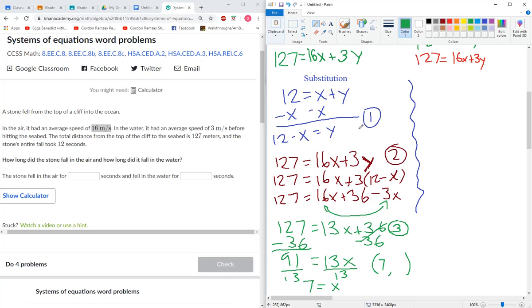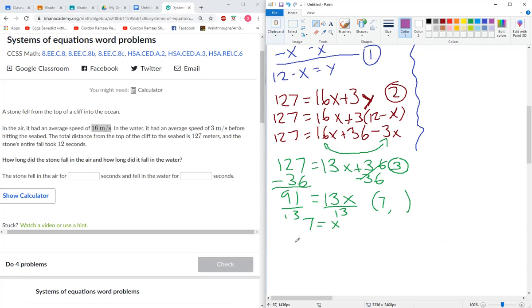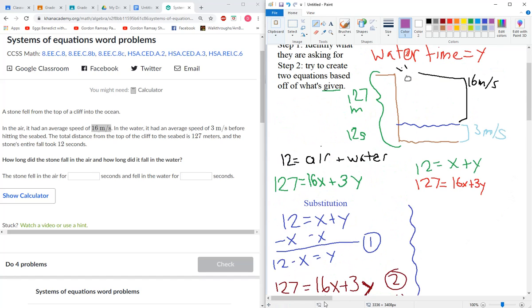So to plug it back in, let's do it with purple, why not? Let's do 12 equals x plus y. I know that my x is 7, so 12 is equal to 7 plus y, minus 7 from both sides, and I get 5 is equal to y. 7, 5.